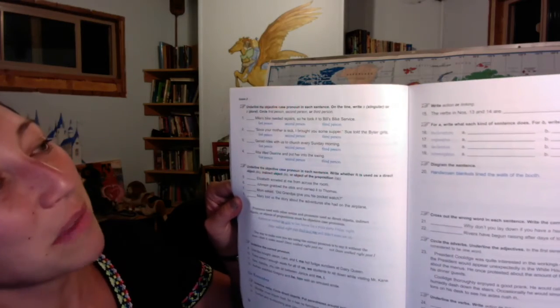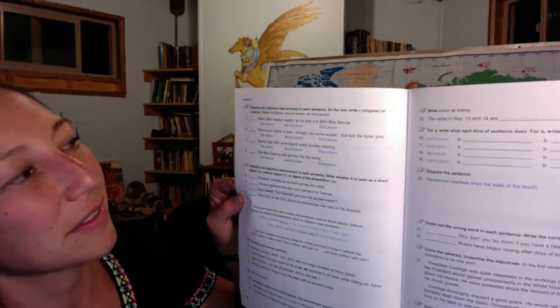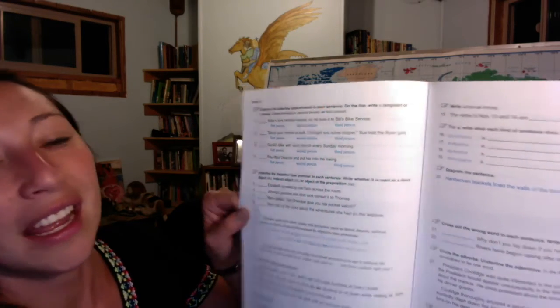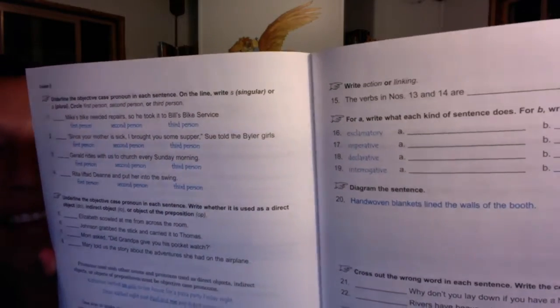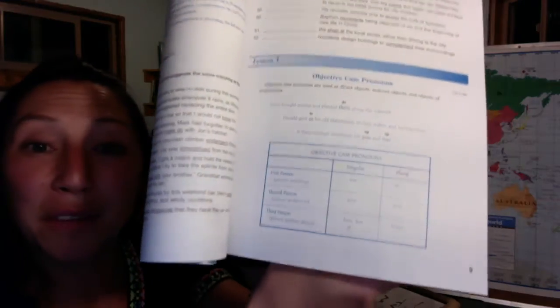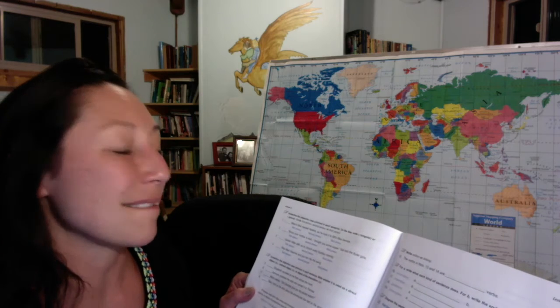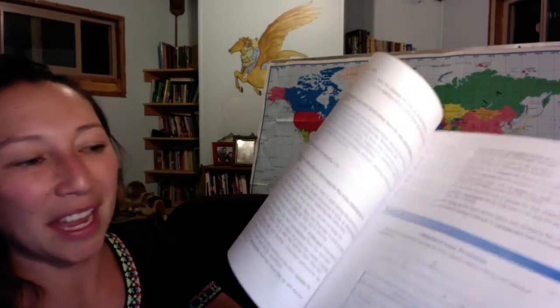Number 2, since your mother is sick, I brought you some supper, Sue told the Byler girls. I need a pronoun, but not just any pronoun. It has to be in the objective case, what you'd find over here. You might have been tempted to underline I, but I is a subject. I went to the store, so that can't work. You, I brought you. You is located in your objective case pronoun.